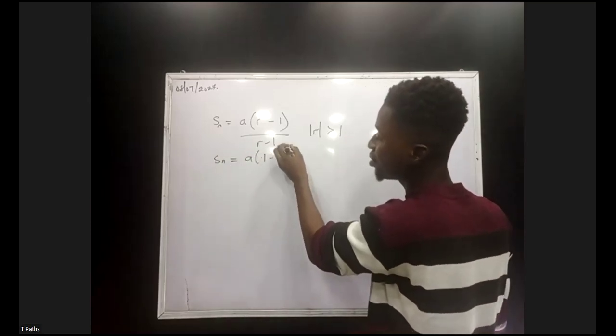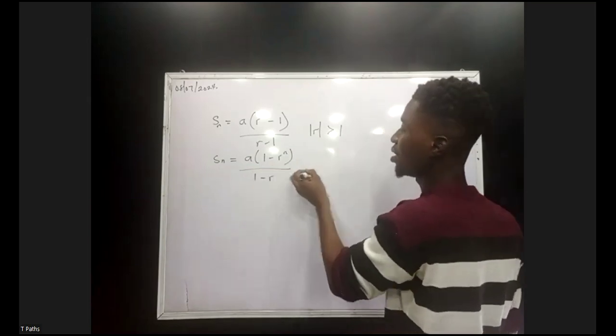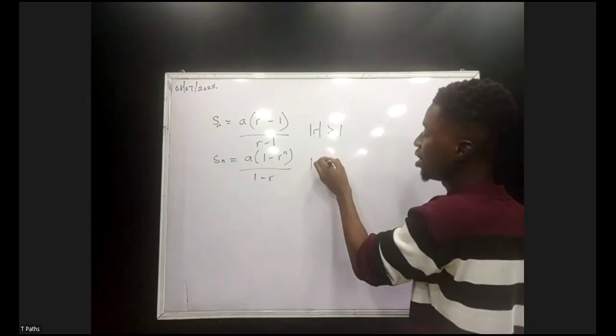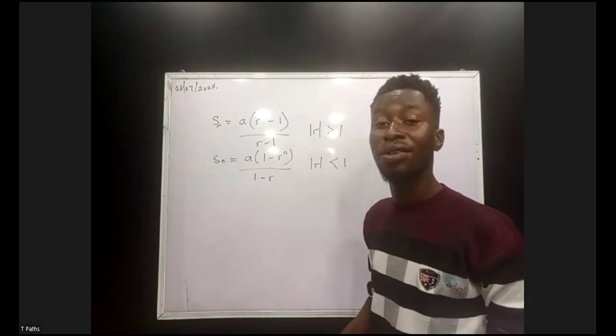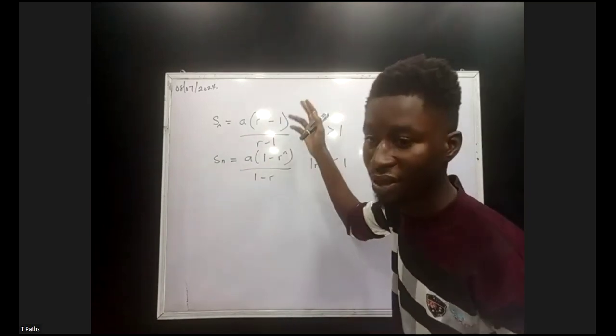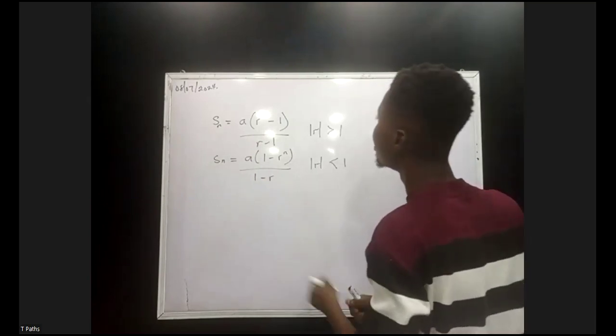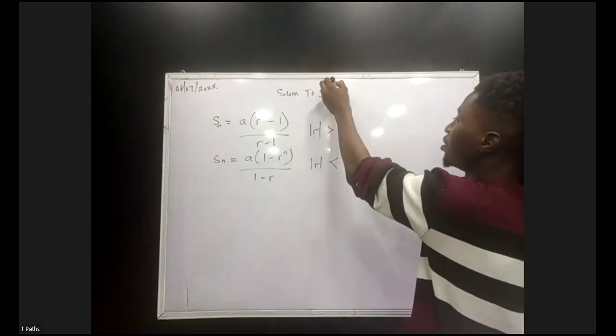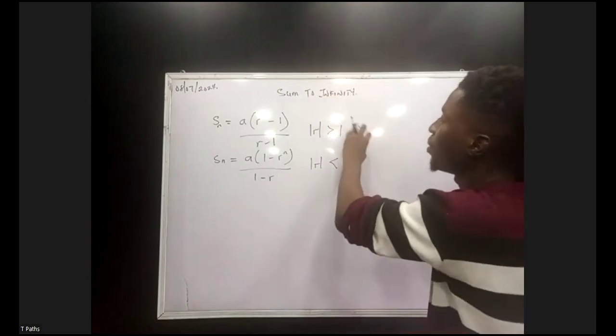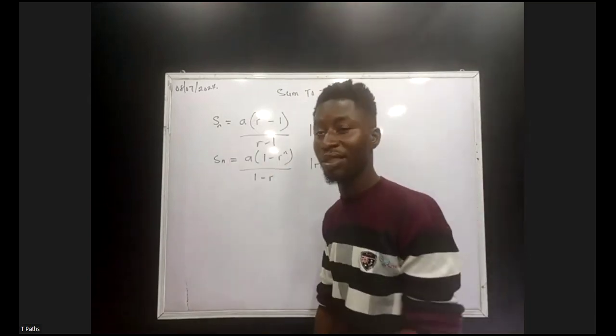Then we also talked about this formula: a(1 - r^n) over 1 - r, for r less than 1. Now, in today's class, we'll talk about sum to infinity. Sum to infinity in a geometric series.